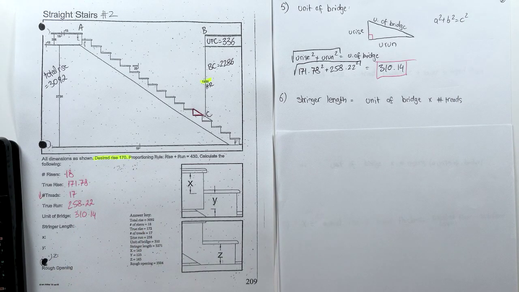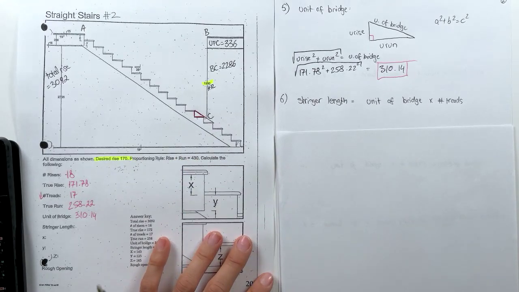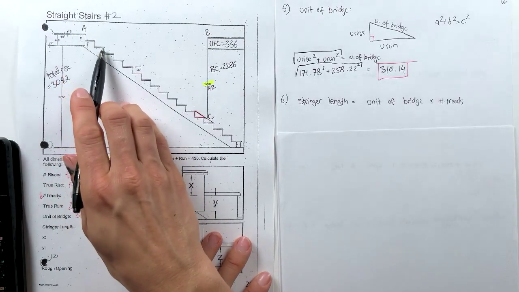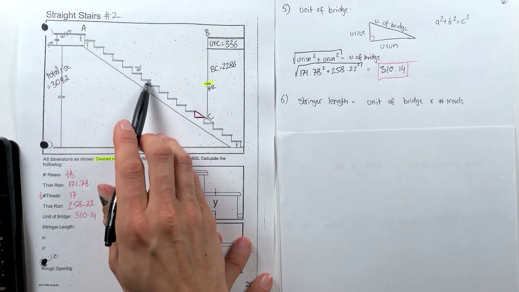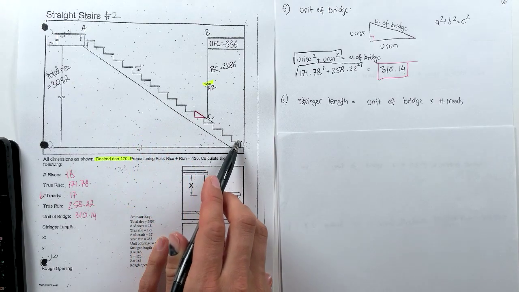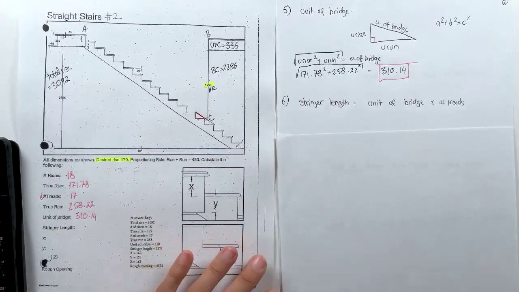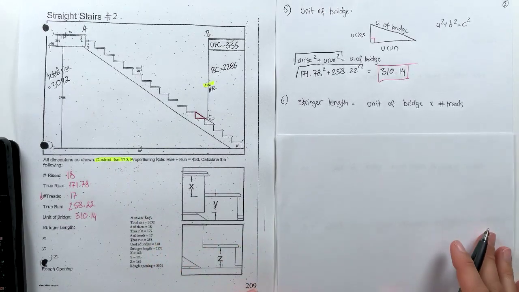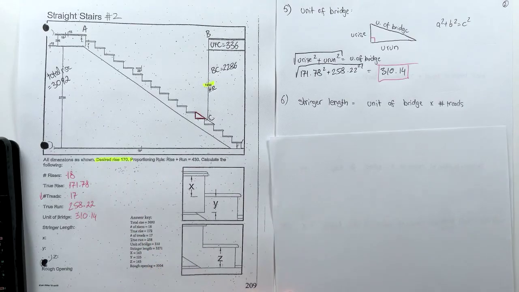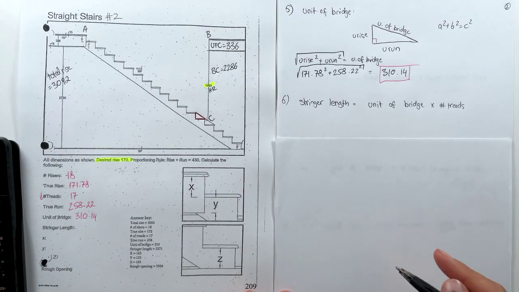The way this math sheet is designed is that it is the unit of bridge times your number of treads. So let's count. 1, 2, 3, 4, 5, 6, 7, 8, 9, 10, 11, 12, 13, 14, 15, 16, 17, which basically gets you to here. I would ask your instructor about this. So if this is the way the worksheet is done and this is the way that they would like you to do it, then go for it.